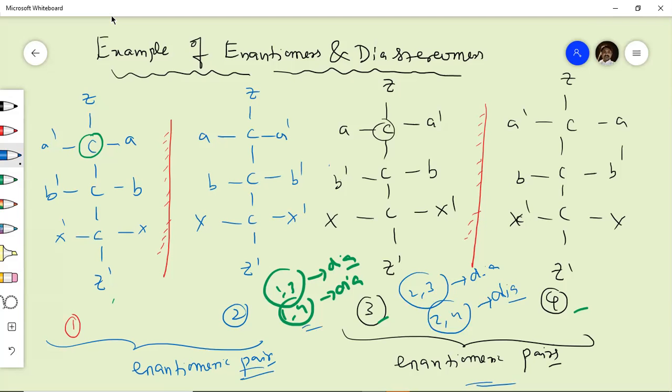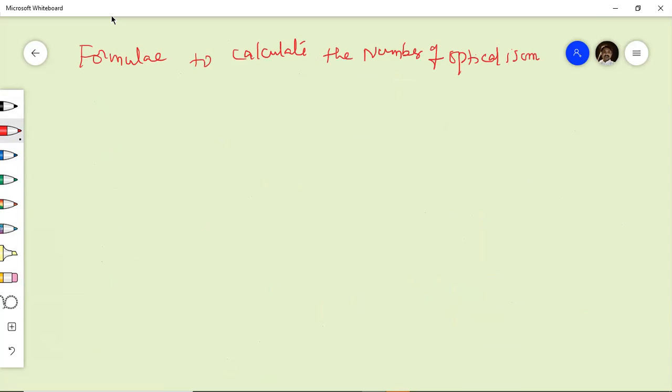Okay. This is an example of enantiomers and diastereomers we have observed. So let us conclude this session with the last point, that is the formula to calculate the number of optical isomers.